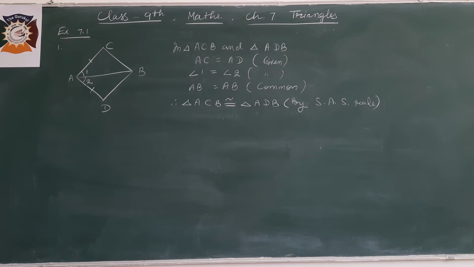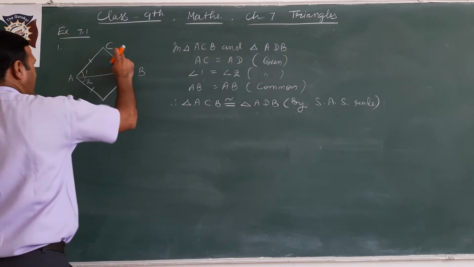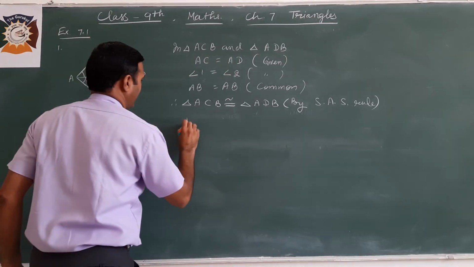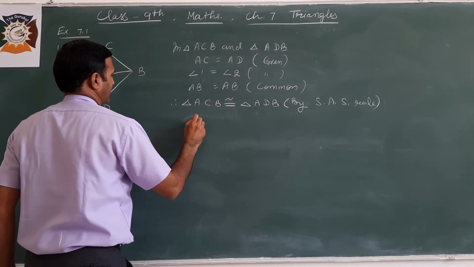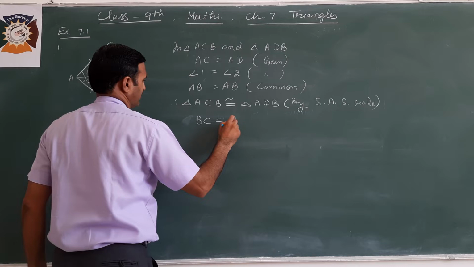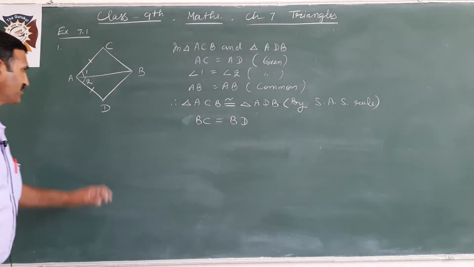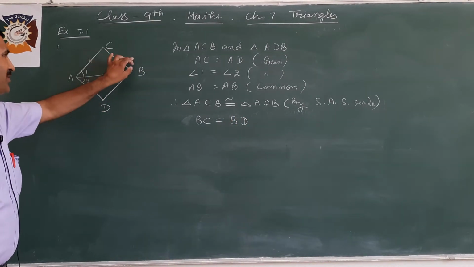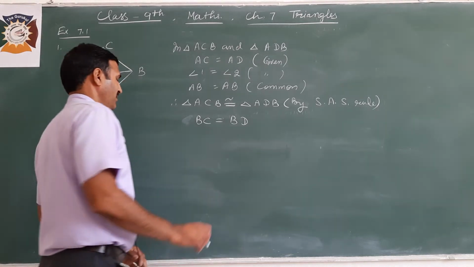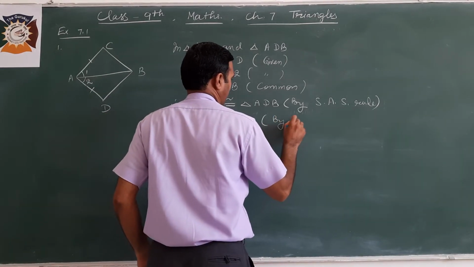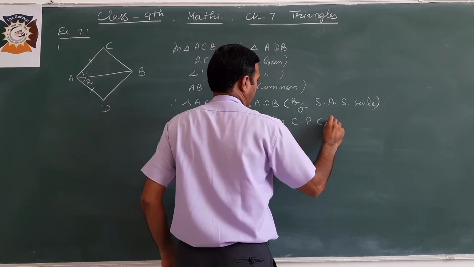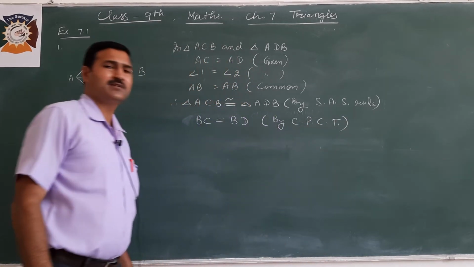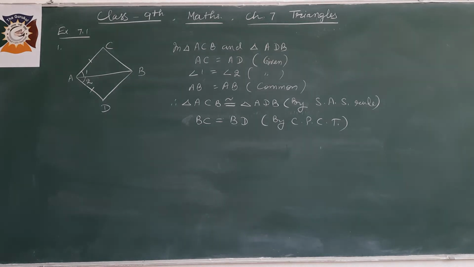Again, one more question in this. What can you say about BC and BD? These two parts, by CPCT, BC is equal to BD. Because if two triangles are congruent, then their corresponding parts are equal by CPCT, corresponding parts of congruent triangles. So this was the first question. Now question number 2, I will explain.